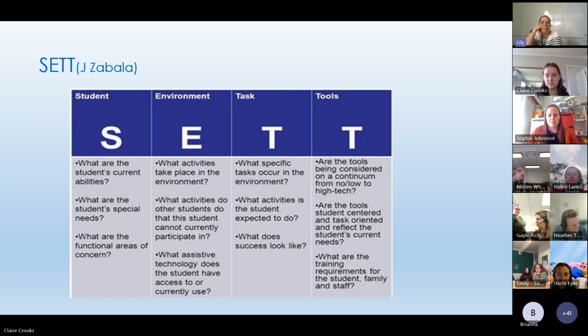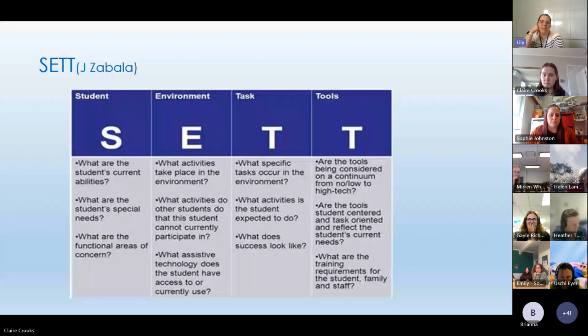So as many of you will already know, the SETT framework is a tool that we often use when we're doing our AAC assessments, that was developed by Joy Zabala. And I often find in my practice that if I'm trying to implement something, or I'm doing a trial and things aren't quite going right, this is the best place to start in terms of doing that problem solving around, okay, what's going on? Why isn't this working? And going back to the core elements of it. So we're just going to cover some of those today.